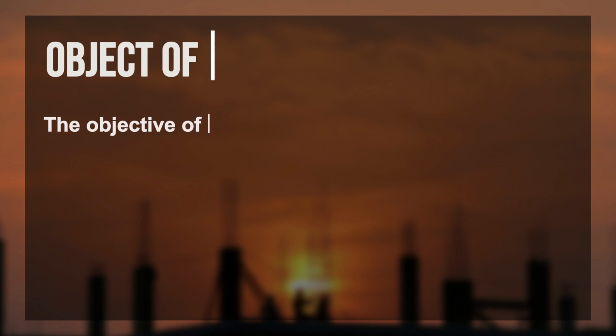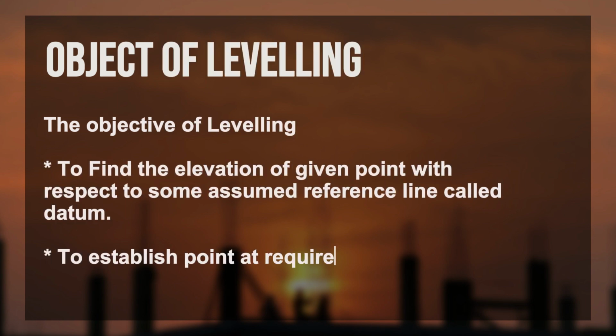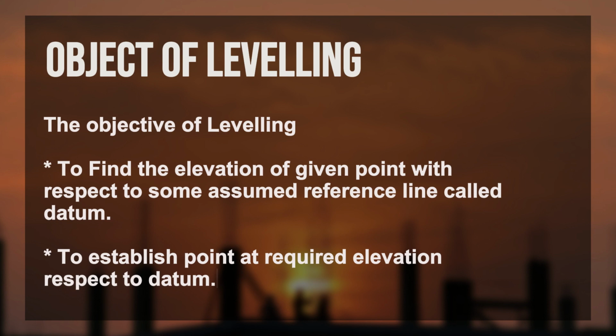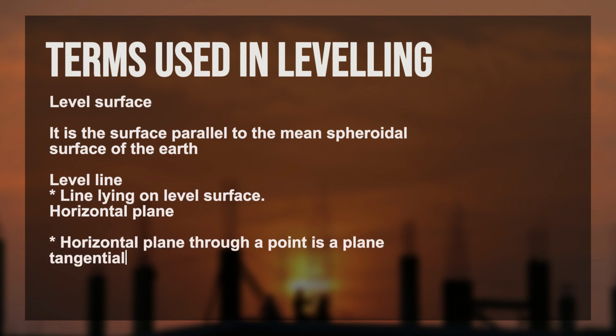The object of leveling. The objective of leveling is to find the elevation of a given point with respect to some assumed reference line which is called the datum, or to establish the point at required elevation with respect to datum. The different terms which are used in leveling are: number one is level surface.